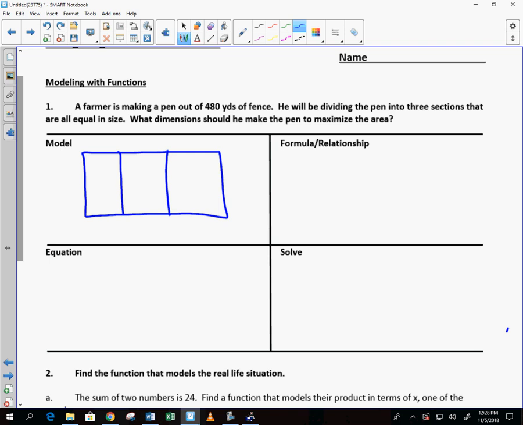So this is the big question: what dimension should he make the pen to maximize the area? Where do you even start, right? Well, this is where you start, and this is why I love the 4-box approach. You start by drawing a picture. You like the picture? You won't put any labels on here? How about width and length?